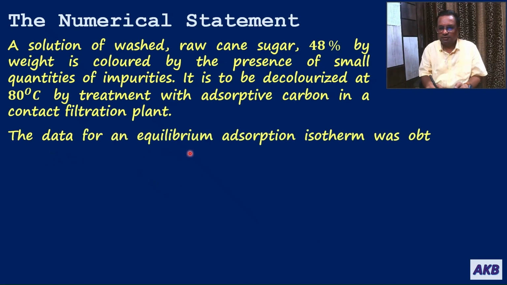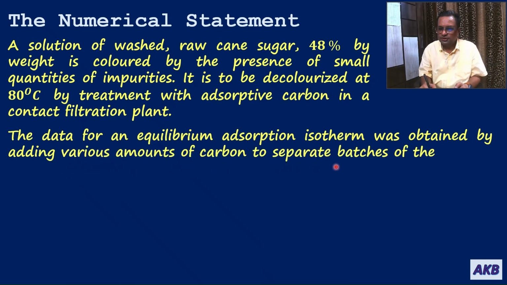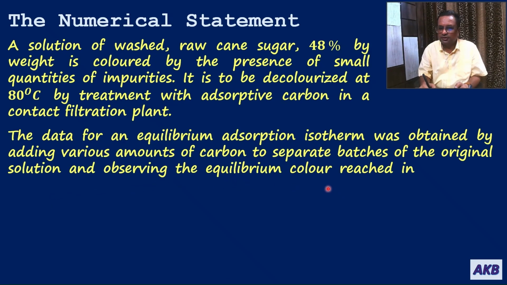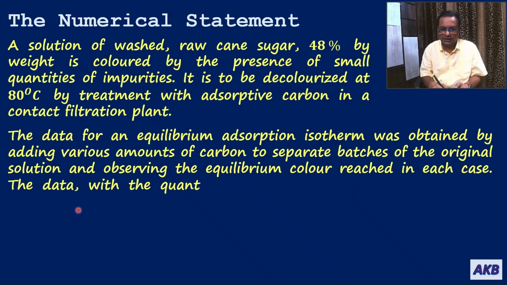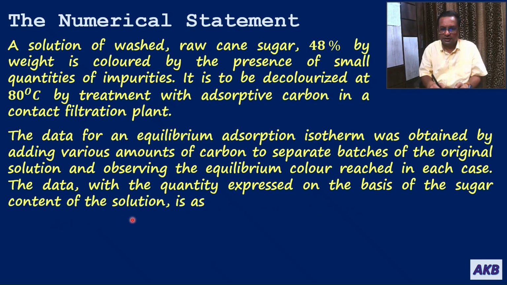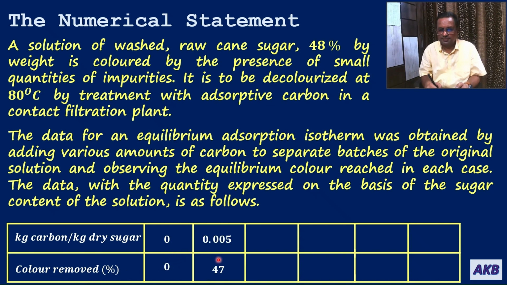The data for an equilibrium adsorption isotherm was obtained by adding various amounts of carbon to separate batches of the original solution and observing the equilibrium color reached in each case. The data, with the quantities expressed on the basis of the sugar content of the solution, is as follows. So data is given to us. We have different values for kg carbon per kg dry sugar, and then different values for percentage color removed.